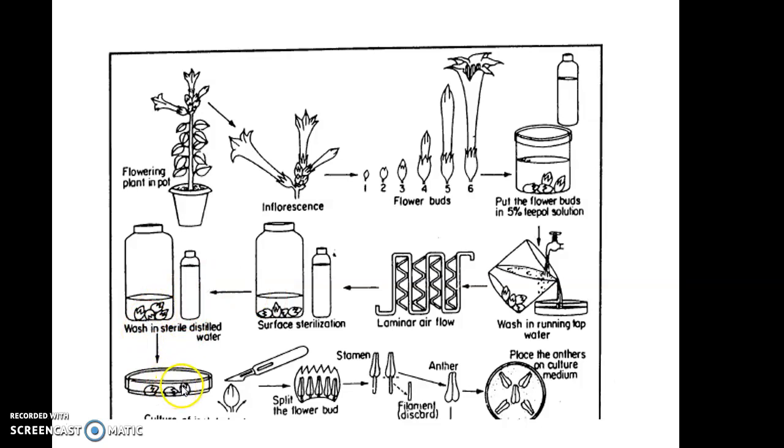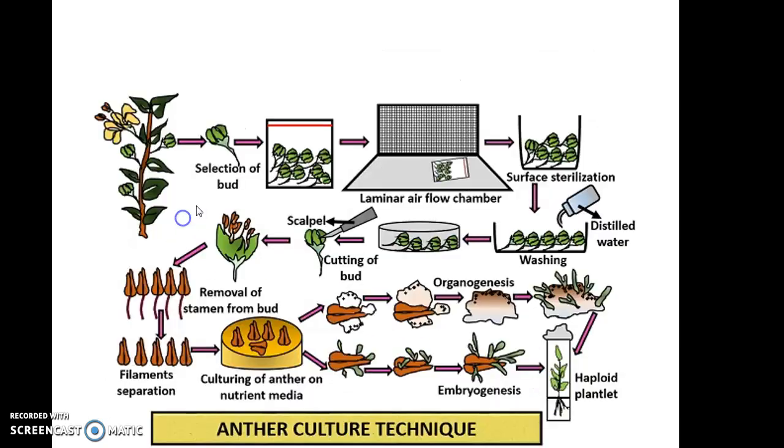Then you can excise the anthers from the flower bud. After excision, remove the filament and transfer the intact anther onto a petri plate which contains the medium. So this is the anther culture technique. That anther may give rise to callus. The callus will develop into shoot or root, that is organogenesis, or the anther may give rise to embryos. Finally, both organogenesis and embryogenesis will give rise to haploid plantlets.